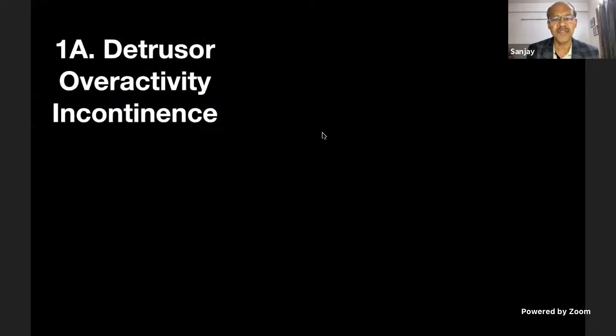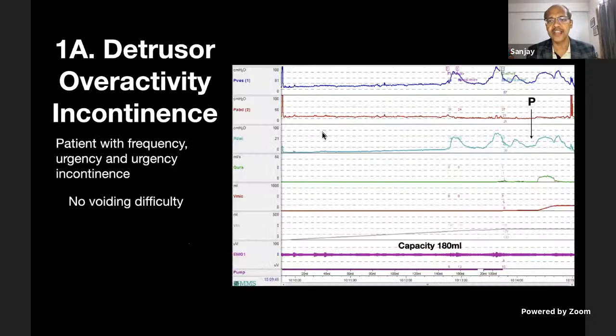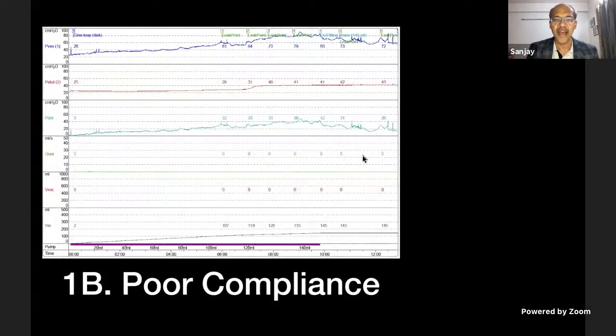Let's look at some of the basic findings that you can get. Now we know during storage, ordinarily the bladder pressure should be close to zero or a flat line. So if you don't get a flat line close to zero, it can take one of two forms. You can either get a phasic rise and fall, which you are seeing here. This is called detrusor overactivity. Or you can get what's called poor compliance, which is a progressive rise in pressure. So these are two cardinal findings. These are not the only findings, but two cardinal findings during storage.